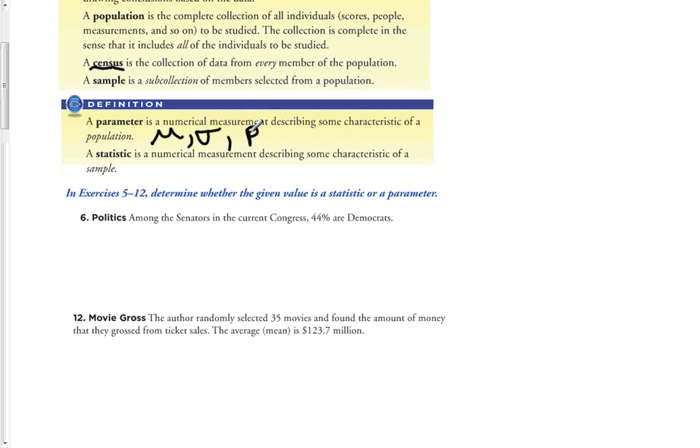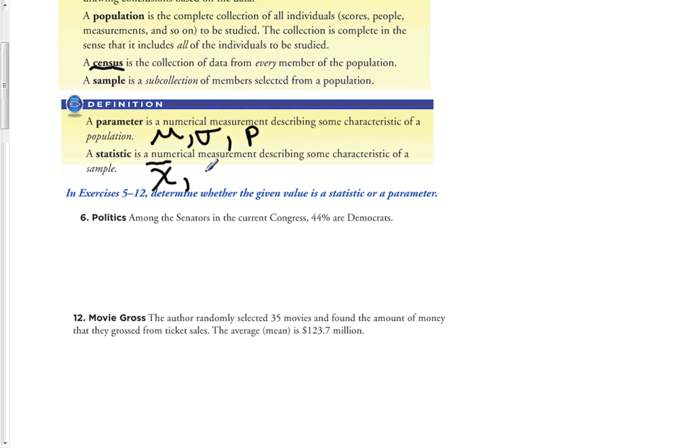And the counterpart to the parameter is a statistic. A statistic is a numerical measure describing some characteristic of a sample. So what a parameter is for a population, a statistic is for a sample. For instance, if you don't have all the numbers from the population, but only the numbers from a sample, and you calculate the mean, you don't call it mu, which is the population mean, you call it x bar, which is the sample mean.